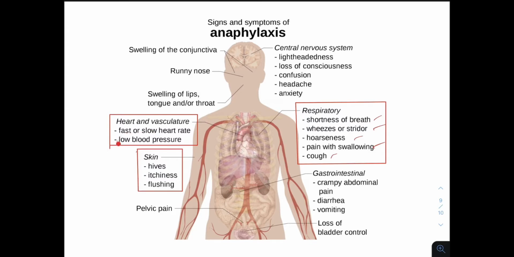In the cardiovascular system, we have vasodilation and increased permeability. This reduces the peripheral vascular resistance and depletes intravascular volume. So remember, we have decreased peripheral vascular resistance and decreased intravascular volume. So we end up with a low blood pressure or hypotension. Now, the heart rate can be tachycardic or bradycardic, so fast or slow.